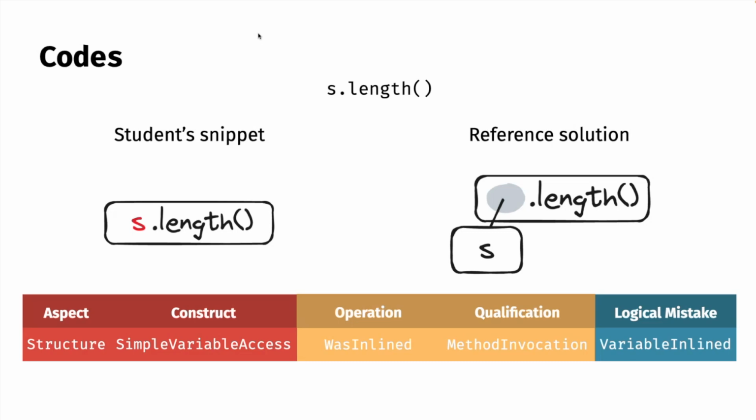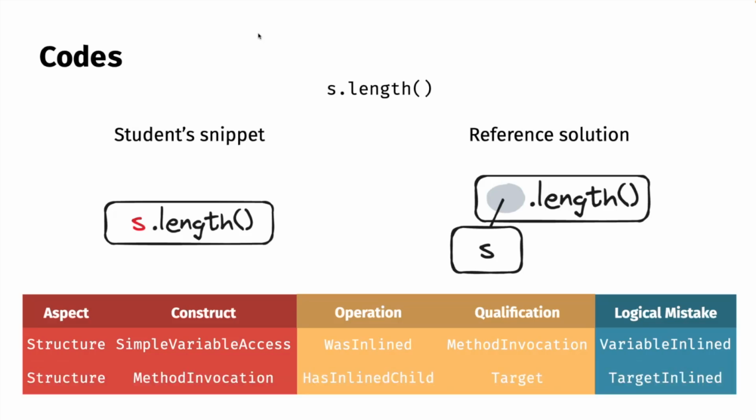Now, a variable may be inlined in a method invocation, but it may also be inlined in something that is not a method invocation. And vice versa, a method invocation may have something inlined in the target call that is not a variable. And so we need to also collect the deviation about this mistake from the other side. So we need to say that there is a deviation in the structure, this time for a method invocation node, which has an inline child, which is its target. And the logical mistake is target inline.